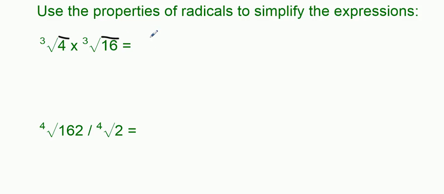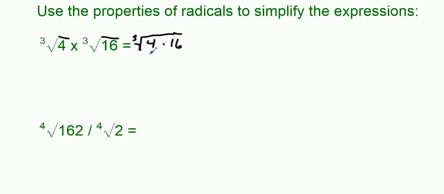When we write this, whenever you have the same radical, you can actually combine these into one single term. Because we have the same radical, we can combine 4 times 16. That's one of the properties when you're dealing with roots: whenever you have the same root and they're multiplied, we can combine them. Now I'm going to simplify this.